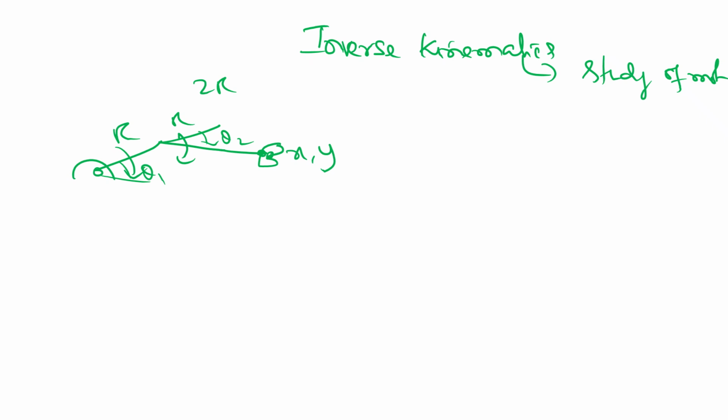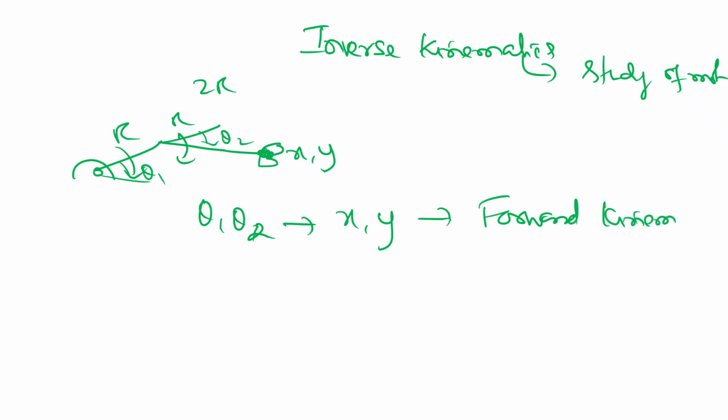If theta 1 and theta 2 are known to you, and you supply those angles to the manipulator, automatically the gripper will be positioned at this point x and y. With the help of this, you will be able to find x, y. This is called forward kinematics. Kinematics is the study of motion. So when you give these angles, your Cartesian or XY coordinates are known to you. That is called forward kinematics.